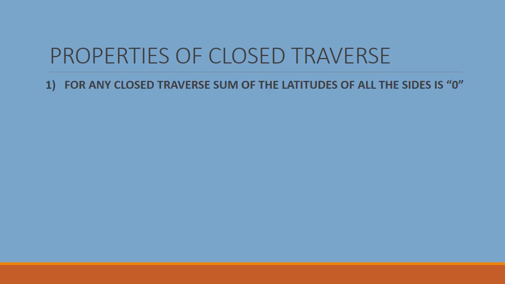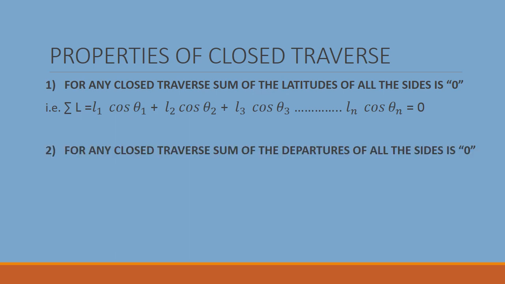For any closed traverse, the sum of the latitudes of all the sides is 0. Now if we take a closed traverse, the sum of the latitudes of all the sides should be equal to 0. That is, summation L, the sum of the latitudes, equals L1 cos theta 1 plus L2 cos theta 2, and so on, for the number of latitudes we have to add up, and everything should be equal to 0.